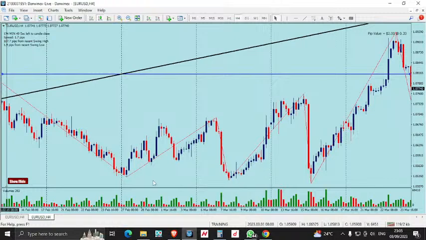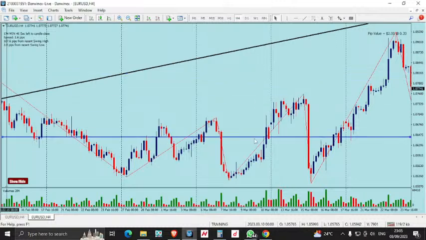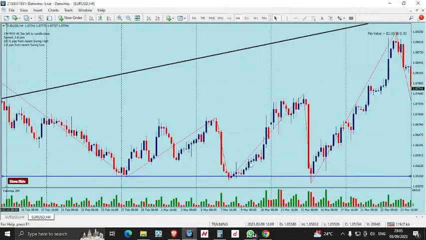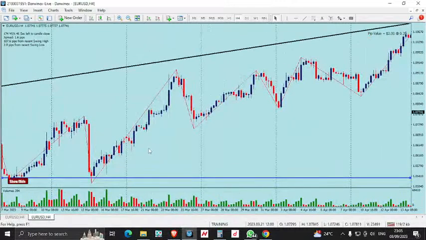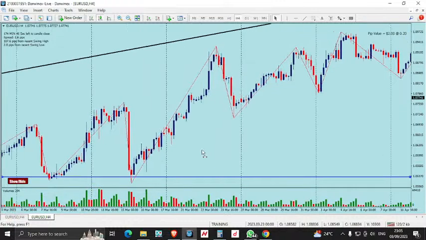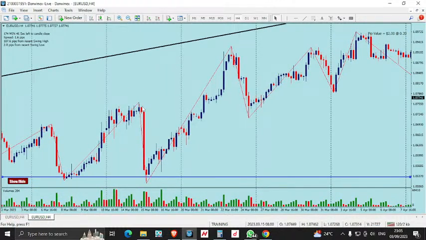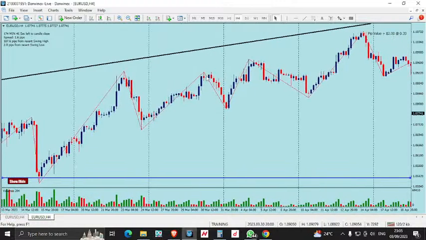Until again, when the market fell to make a lower low here, look at it here. This is another turnaround. It continued moving up again. So that's the market phase. It now made a higher high here, higher high, higher low. Okay, this high now is not higher than this.